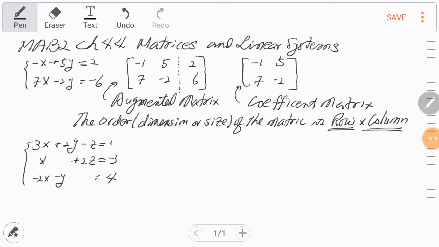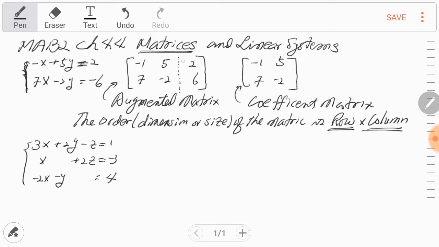Okay, this section is about matrix and linear system. Okay, matrix is... this is a system of equations. There are two equations with two variables, and each variable has a coefficient and a constant, and the equation has a constant on the right side. Okay, the matrix is this.